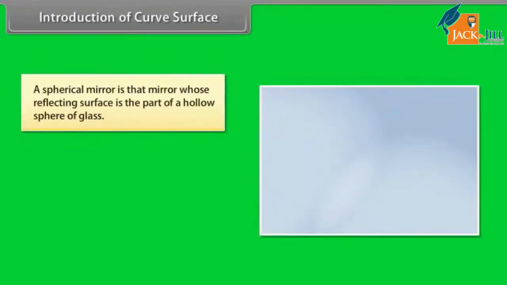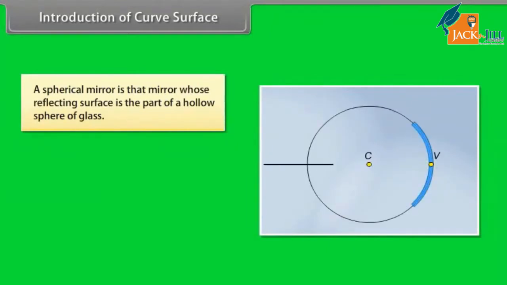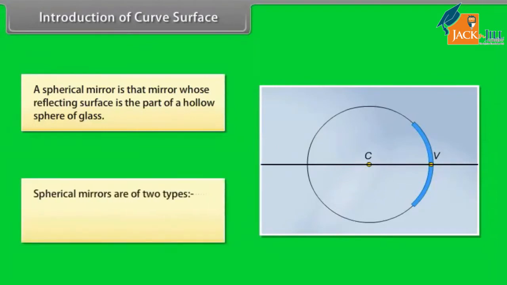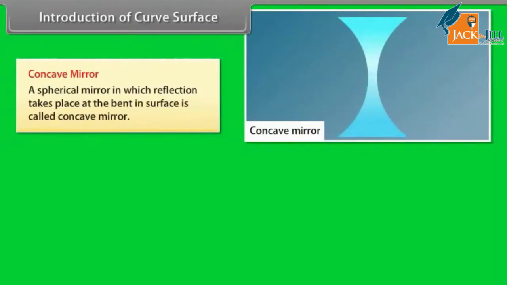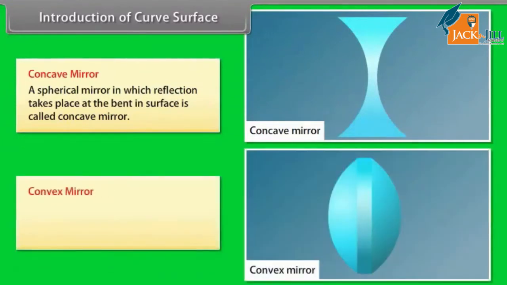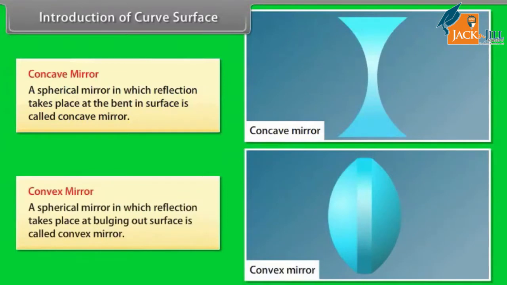Introduction of curved surface. A spherical mirror is that mirror whose reflecting surface is the part of a hollow sphere of glass. Spherical mirrors are of two types: concave mirror and convex mirror. Concave mirror. A spherical mirror in which reflection takes place at the bent-in surface is called a concave mirror. Convex mirror. A spherical mirror in which reflection takes place at the bulging-out surface is called a convex mirror.